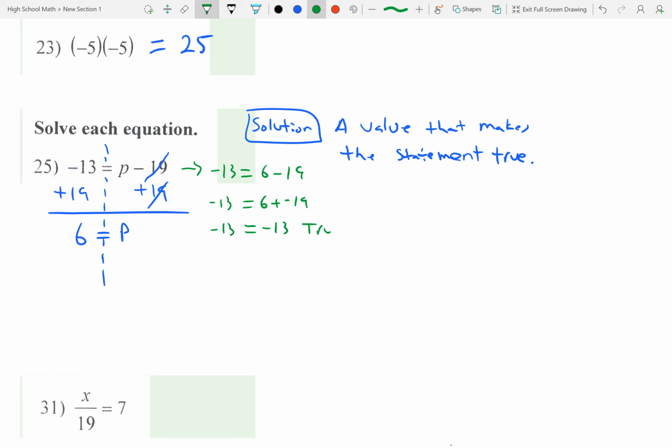That's true. Since we have a true statement, p equals 6 is a solution, because we know the definition of a solution is a value that makes the statement true. So I can say that p equals 6 is a solution. In fact, it is the only solution.